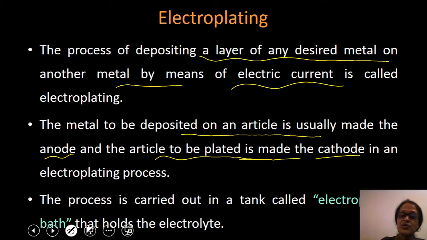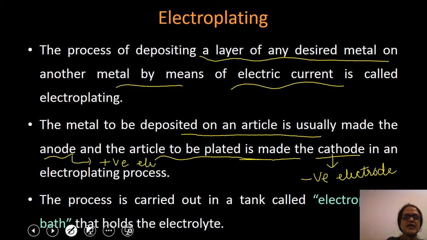So what is cathode? Cathode is the negative electrode. Cathode is connected to negative terminal of the battery. So cathode is the negative electrode. And what is anode? Anode is the positive electrode. Positive electrode means it is connected to positive terminal of the battery.